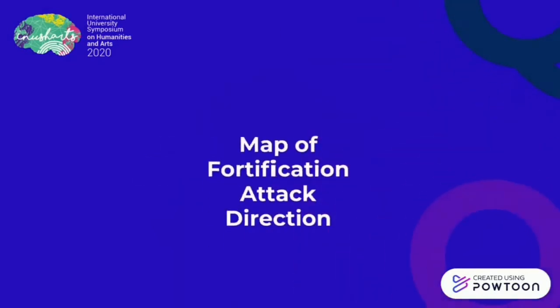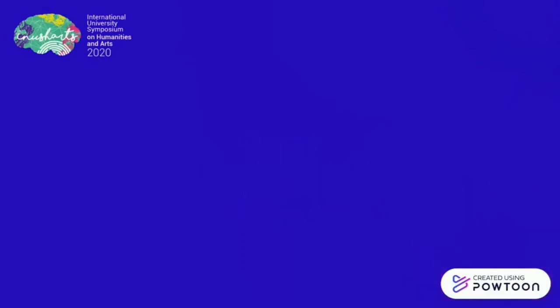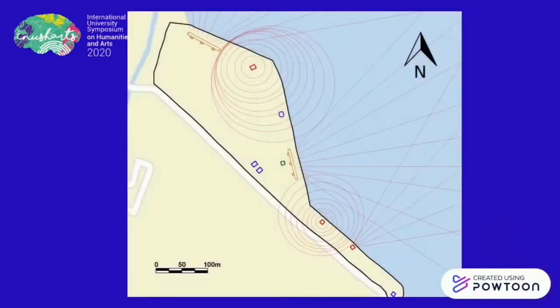Based on the picture of the direction of attack, it provides information to reconstruct the relationship between fortifications in carrying out the defense function. Fort Kedung Cowek 1 and 2 as the main defense buildings have a limited direction of attack, namely on the coastline toward the sea.